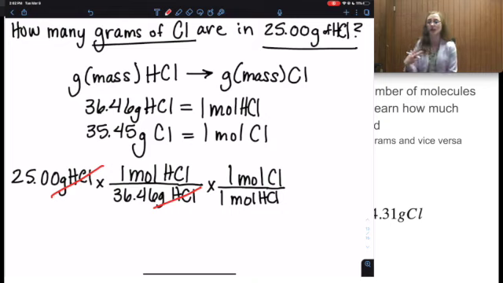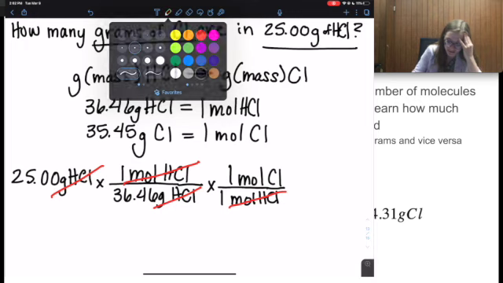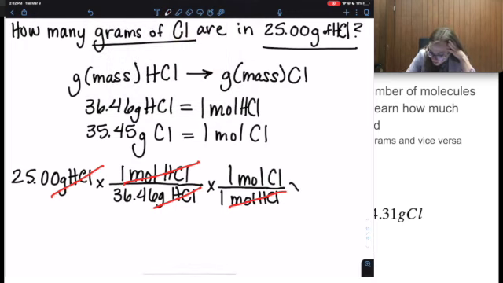It can't cancel with grams of hydrogen. It can't cancel with grams of nitrogen or, I don't know, ruthenium. I have no idea. So I can only cancel grams of hydrochloric acid with grams of hydrochloric acid. If I have 1 mole of hydrochloric acid, again, I can only cancel that with hydrochloric acid. So in this case, I am left with moles of Cl at this point. However, that's not where we're going. We want to go to grams of chlorine.